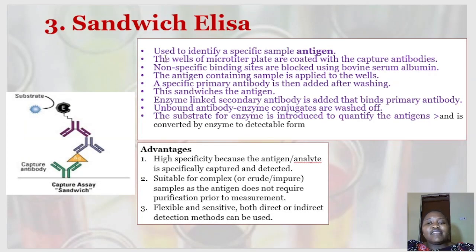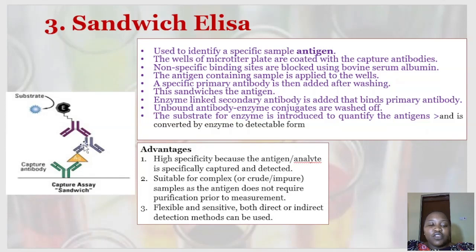Then we have what we call sandwich ELISA. Again, all of these tests usually determine specific antigens. In this case, our wells are coated with a capture antibody. This is what is different from the rest: you have to coat your microtiter plate with capture antibodies. Then from your patient sample, you add your antigen. We expect that your patient sample has antigen specific to this capture antibody.